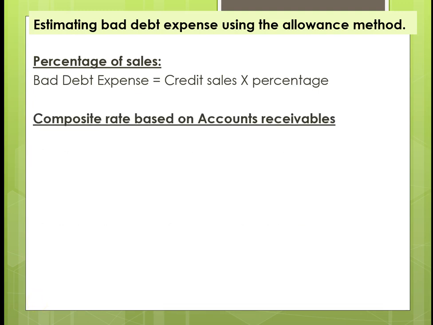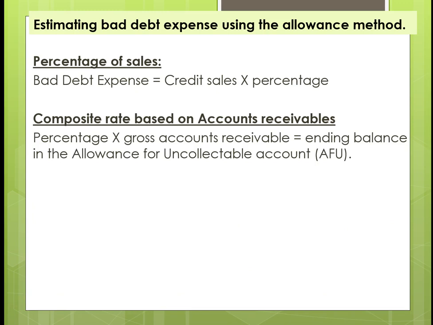Now, the composite rate based on accounts receivable, whether they give you a percentage or you have to age the accounts receivable, the number you get at the end is what the ending balance in allowance for uncollectibles should be, which means you must take into account the existing balance. And your bad debt expense is going to be the amount you need to get it to that ending balance.